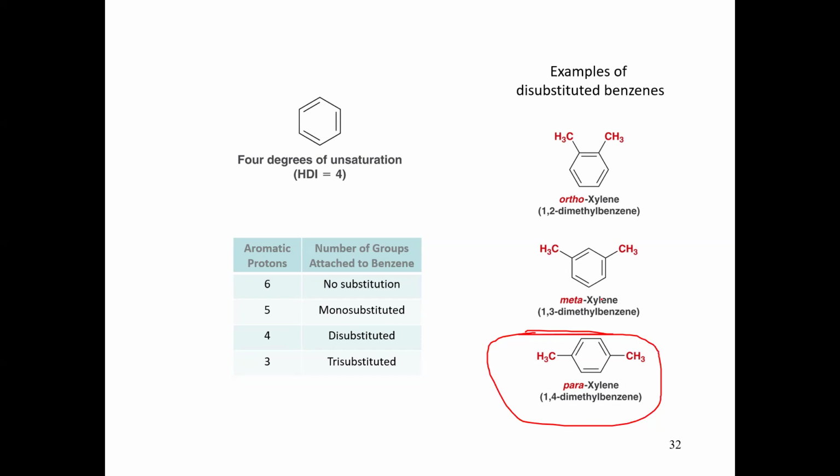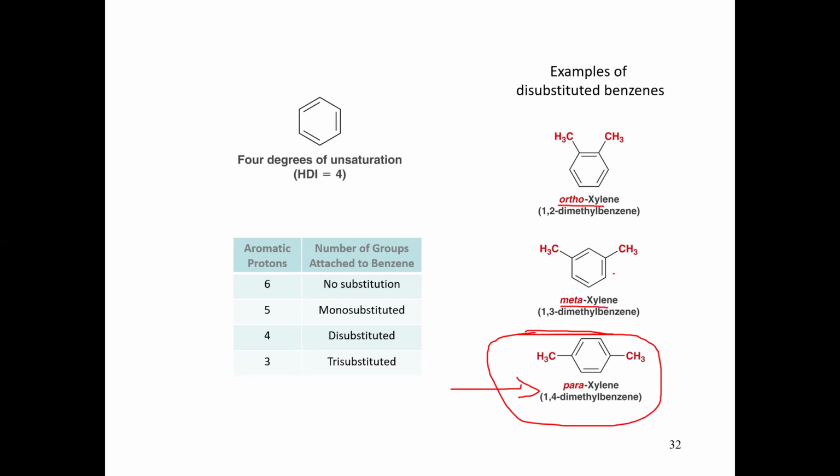But you should be able to distinguish the para. This one should be clearly drawn. It should be written as a para substitution, because the para substitution is the only one that has the two doublets. You can definitely see the two doublets. For the meta, you don't see it. For the ortho, you don't see it.